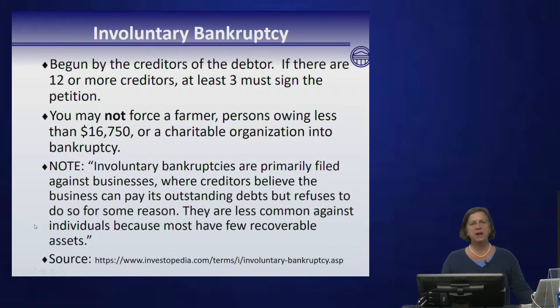All right, so involuntary bankruptcy, as I said earlier, is begun by the creditors of the debtor. If there are 12 or more creditors, at least 3 must sign the petition. And of course, you may not force a farmer or someone who owes less than $16,750 or a charitable organization into bankruptcy. Just a little note to you, when are involuntary bankruptcies used? They are primarily filed against businesses. It occurs when a creditor thinks that the business can pay its outstanding debts, but it refuses to do so for whatever reason.